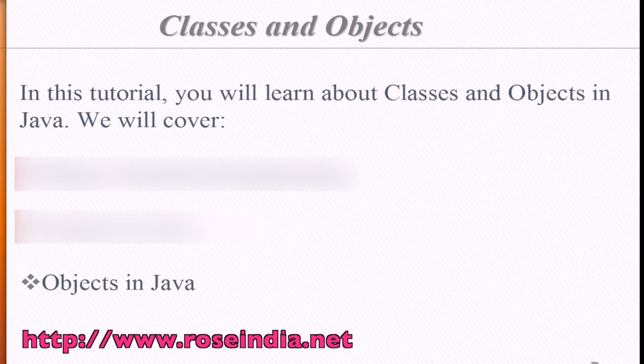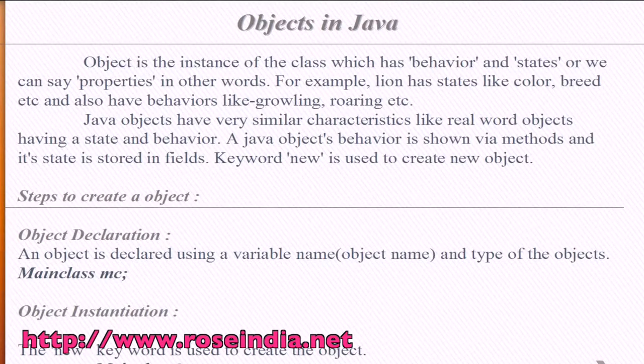Objects in Java. An object is an instance of a class which has behavior and state, or we can say properties in other words. To declare an object in Java, the new keyword is used. An object is declared using the type of object, a variable name, and then a semicolon, like MainClass mc;. And to instantiate the object, we can use the new keyword. So mc is equal to new MainClass.